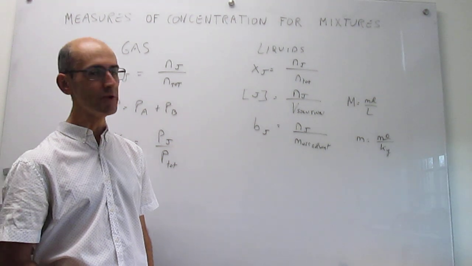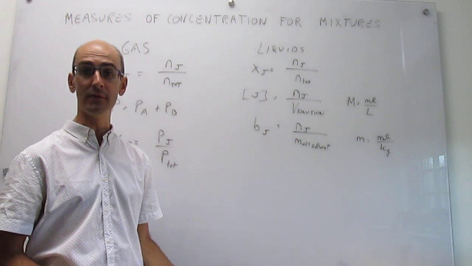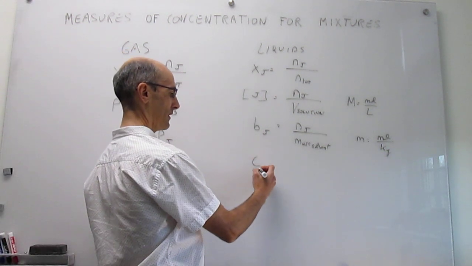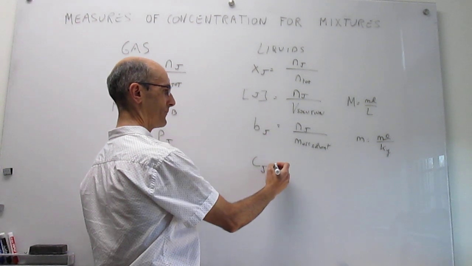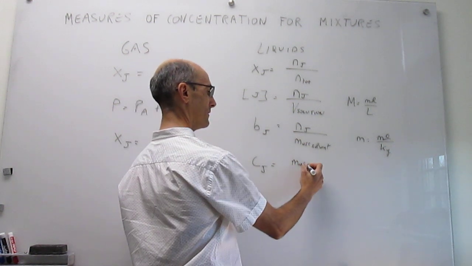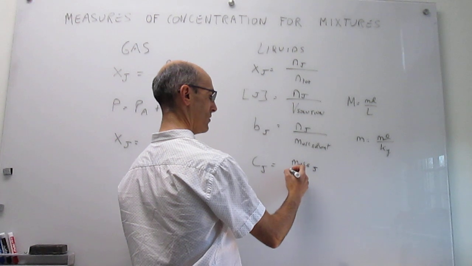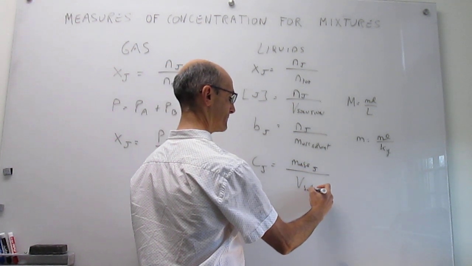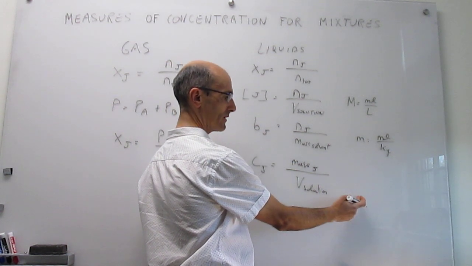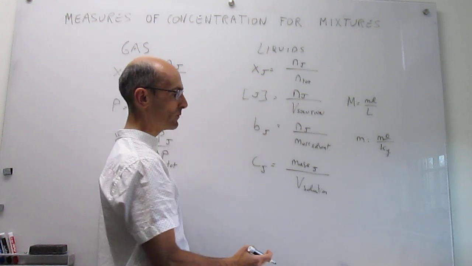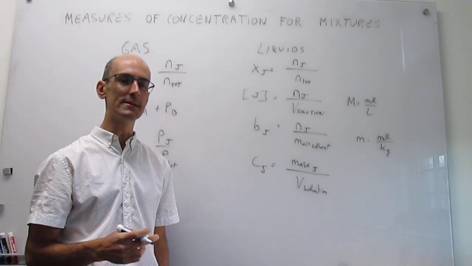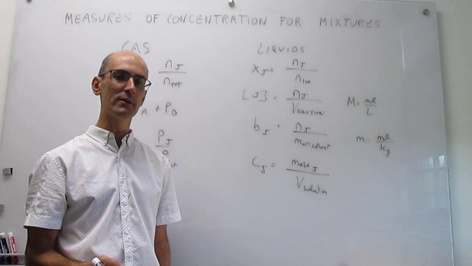There's one final unit of concentration that we're going to talk about in terms of liquids, and that is going to be mass concentration, which I'm going to use a symbol C of J. And this is going to be simply the mass of the solute, mass of J, over the volume of the solution. And the units would be grams per liter, or if you actually want to use SI units, would be kilograms per cubic meter. This one is useful whenever you're trying to handle substances for which you might not have a molar mass.